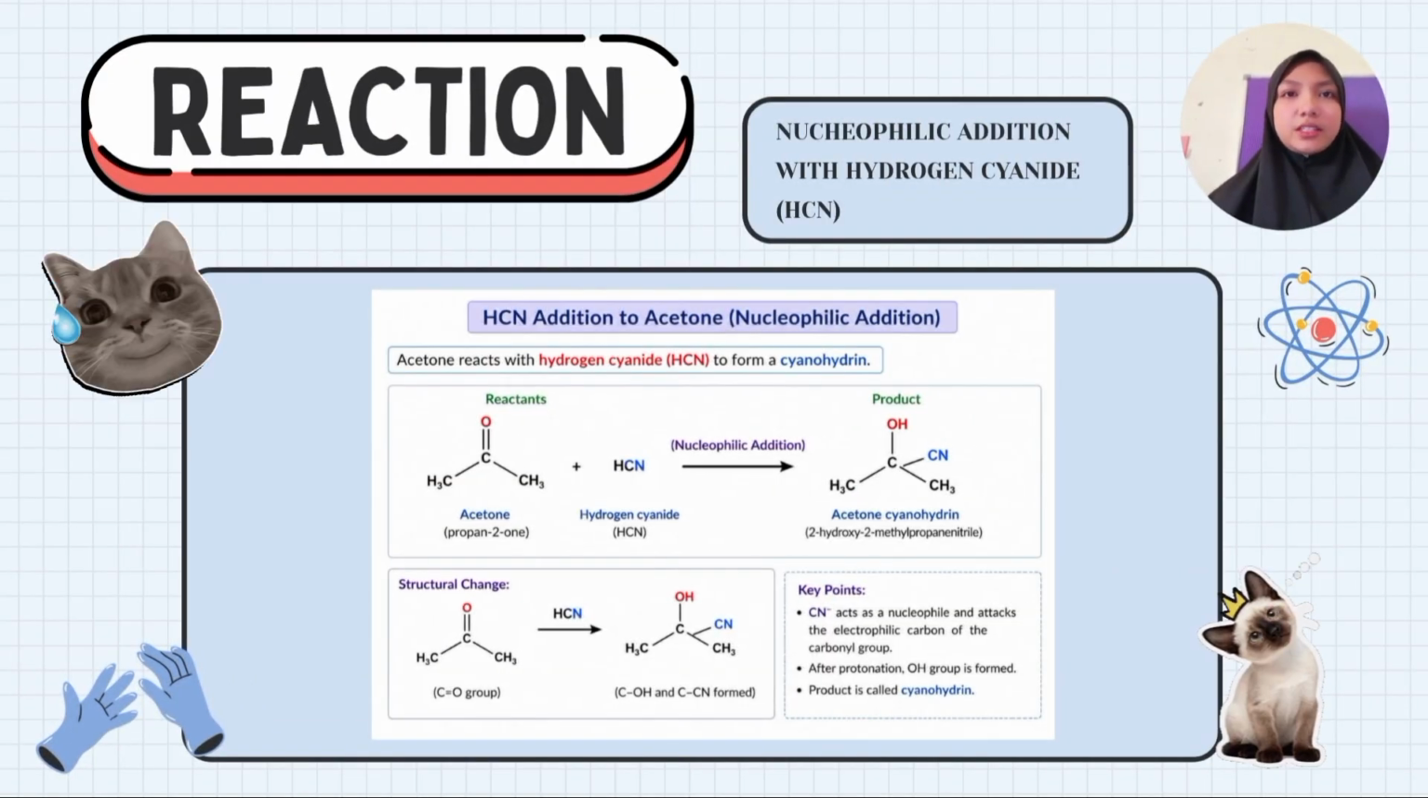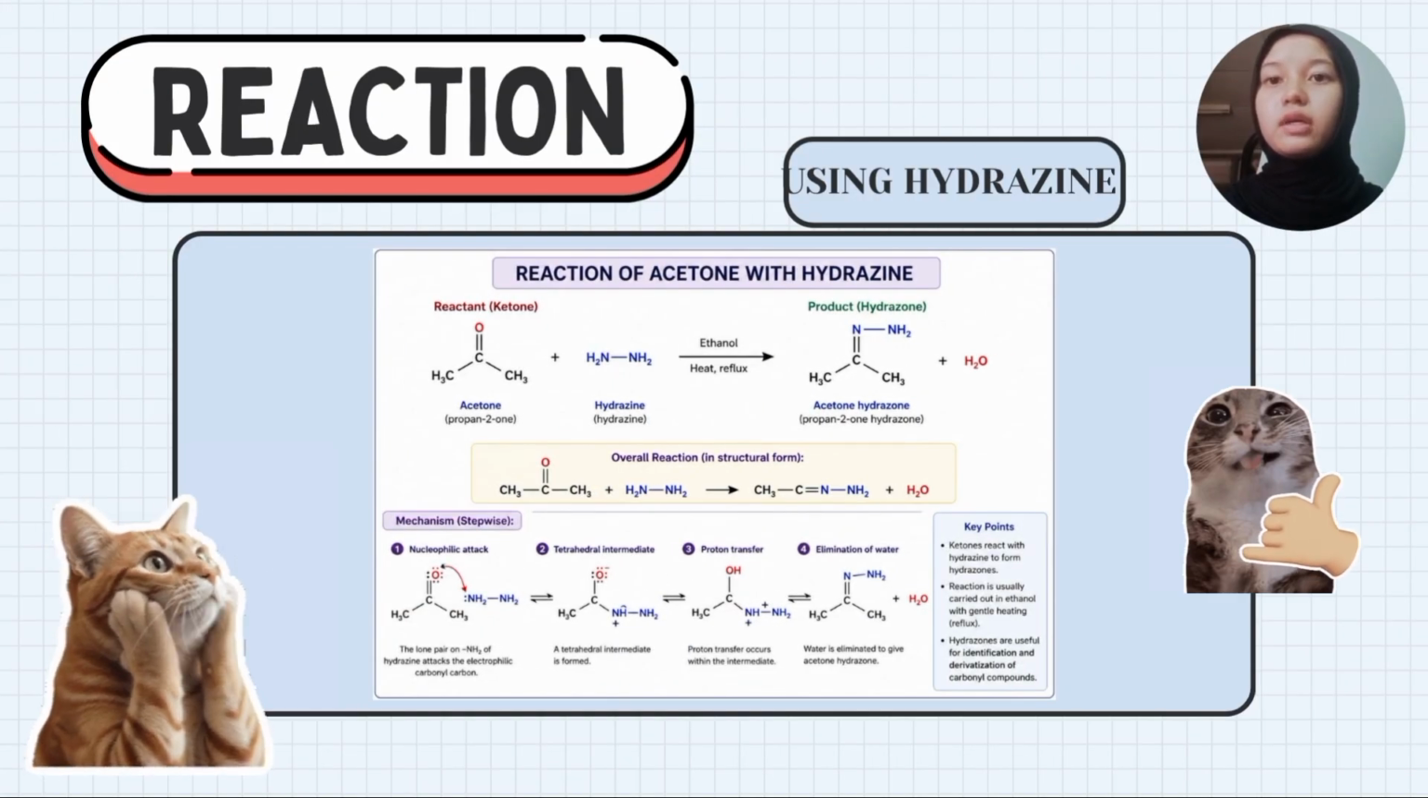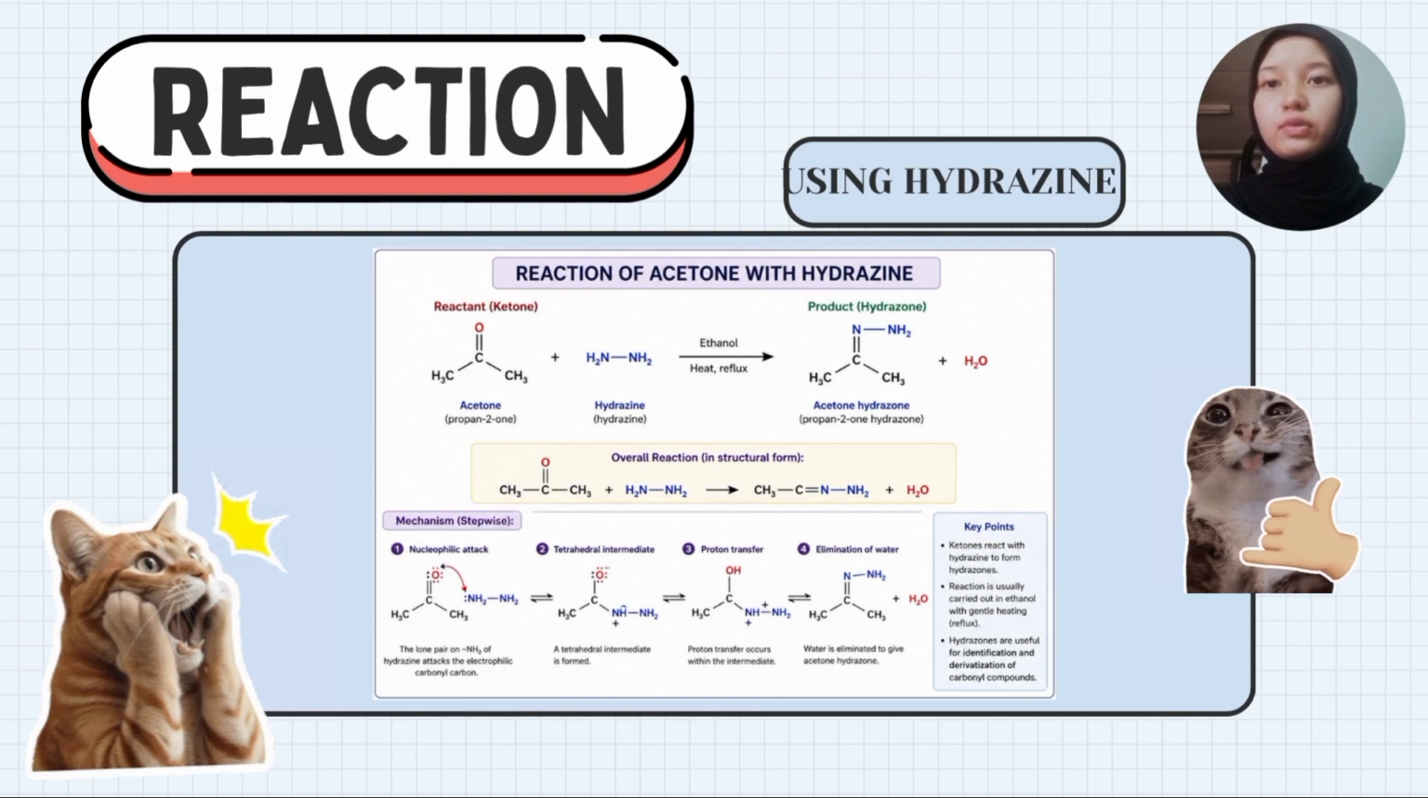Next, nucleophilic addition. Acetone reacts with hydrogen cyanide to form a cyanohydrin. For example, propan-2-one reacts with HCN to form 2-hydroxy-2-methylpropanenitrile. The key point is that CN- acts as the nucleophile and attacks the electrophilic carbon of the carbonyl group. After protonation, an OH group is formed. The product is called a cyanohydrin.